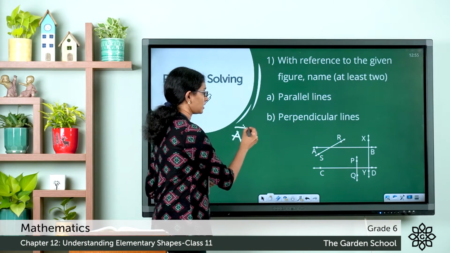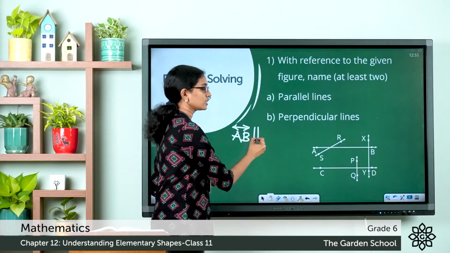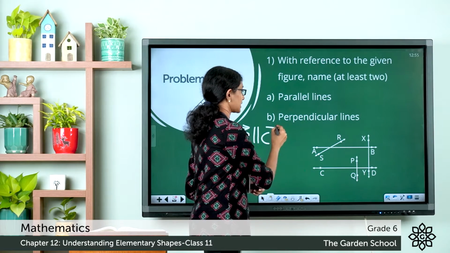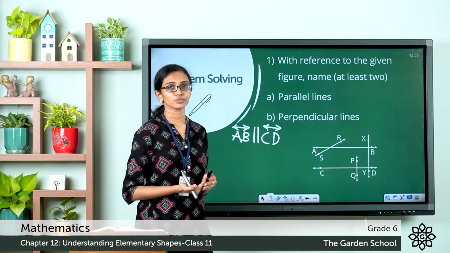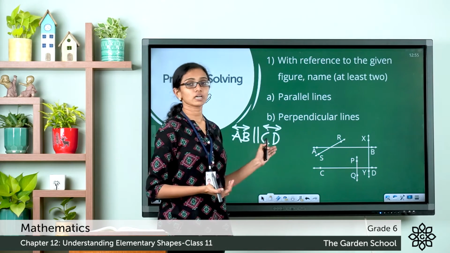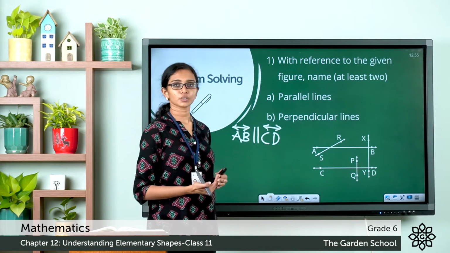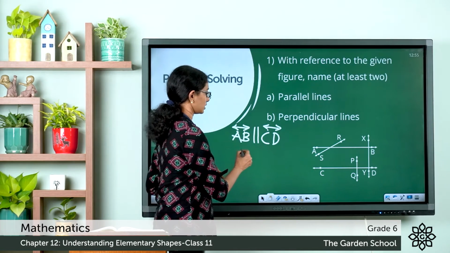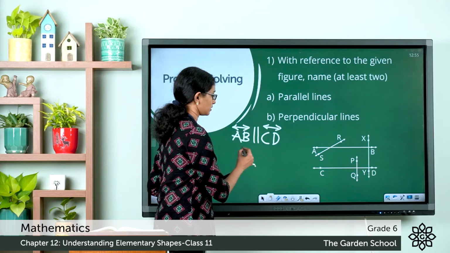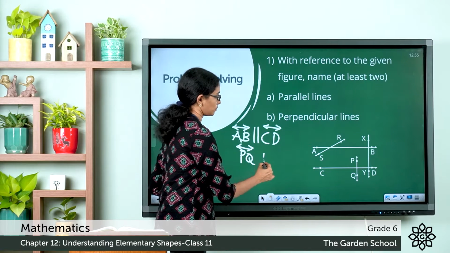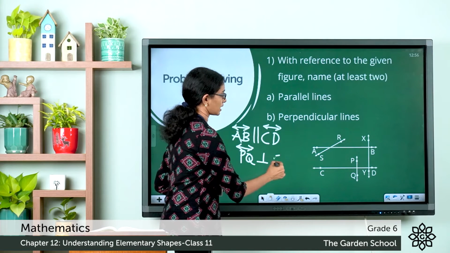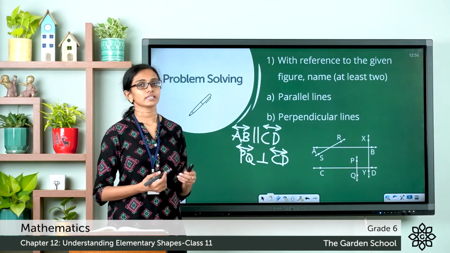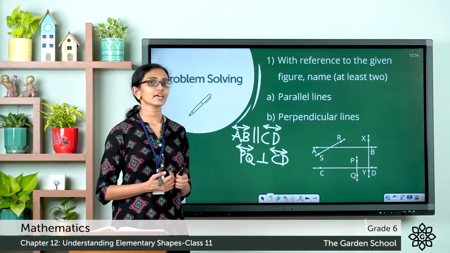Line AB parallel line CD. Be careful about the symbols you use. Now, this is an example of a parallel line. Name the other set of lines too. Now, perpendicular lines. Line PQ perpendicular line CD. You have to name the other set of perpendicular lines too. Hope this is clear to you.